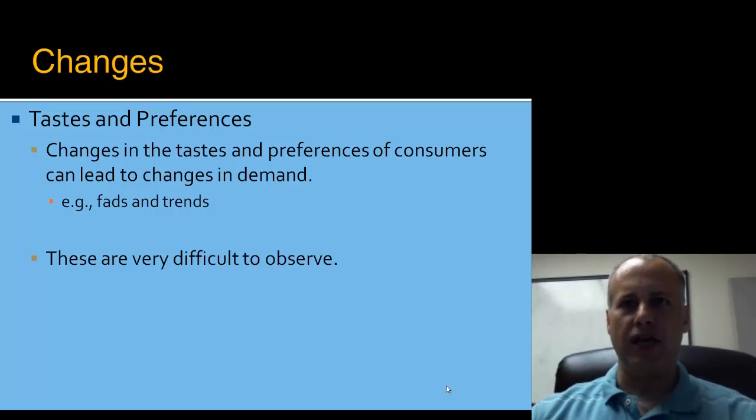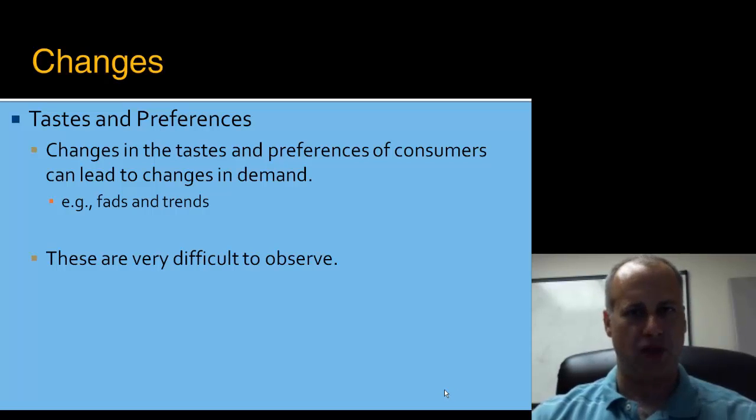Then lastly, changes in tastes and preferences can affect the demand curve. If we change our attitudes about certain goods, this can lead to changes in demand. In practice, this is very difficult to observe, and it's the tendency for economists to try to look for things in the other categories before we fall back on tastes and preferences as an explanation for changing demand.